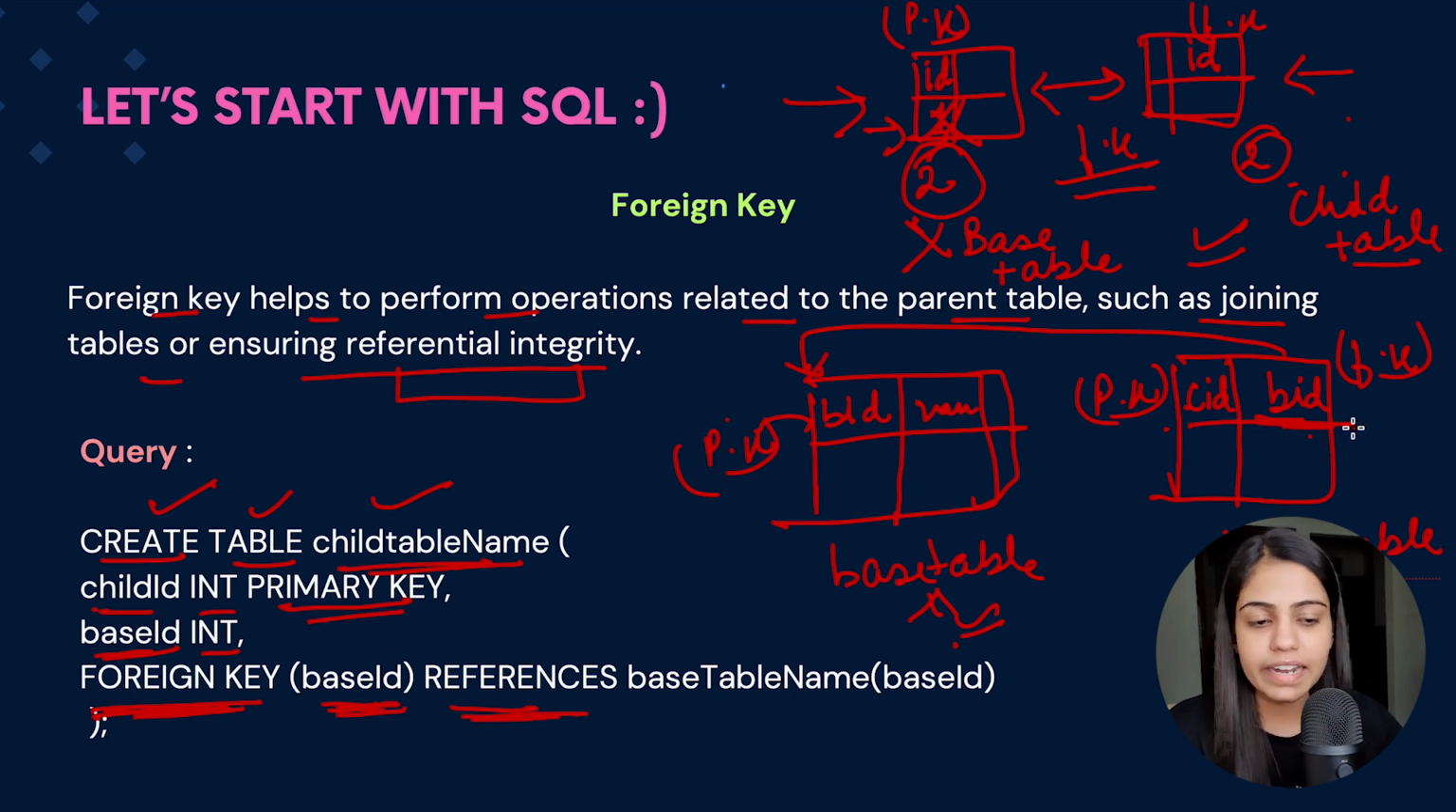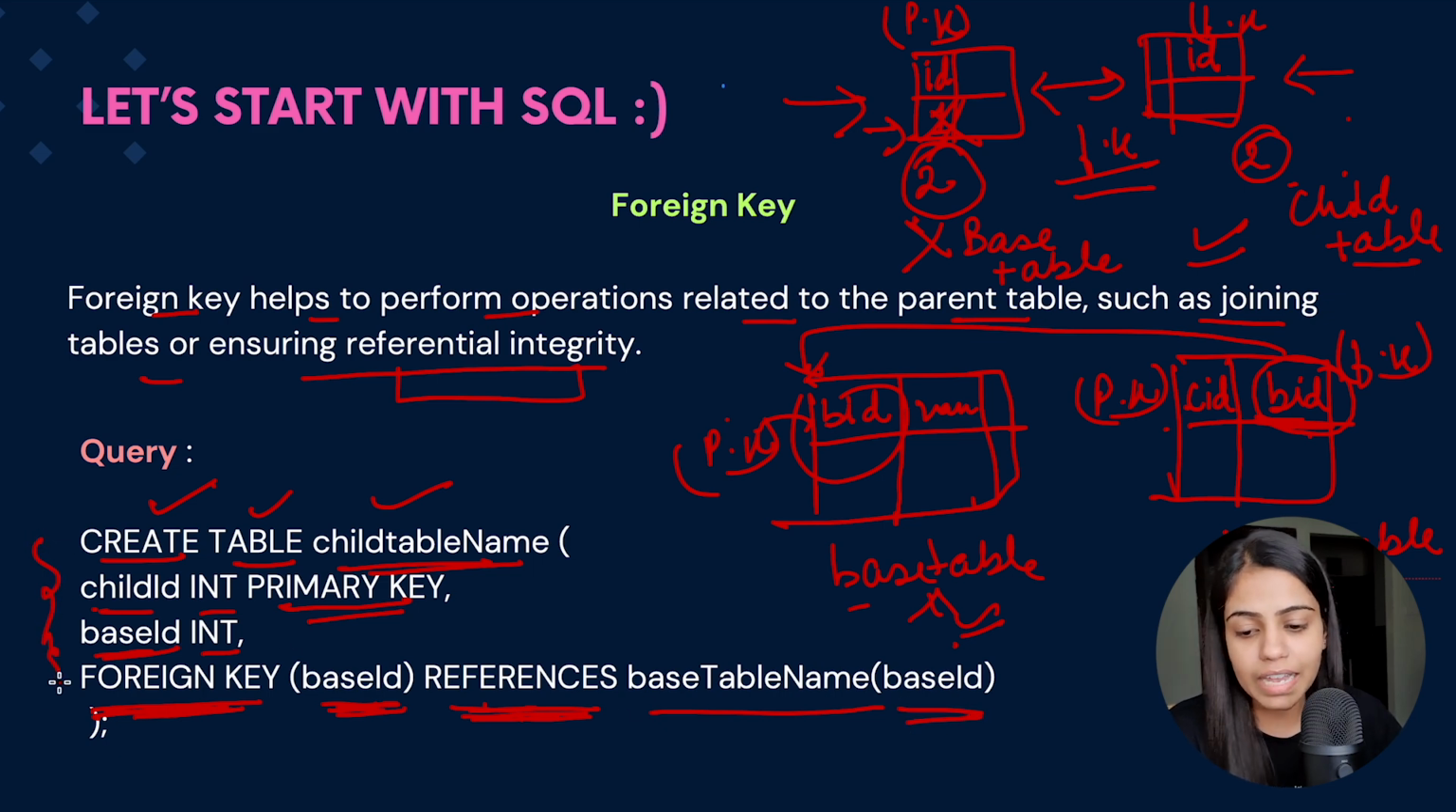Okay, I've made the base ID a foreign key, but I have to tell the database that this particular ID is being referenced as a foreign key, but which table is it referencing to? So I'll give this references, and then I'll give the table name, that is the base table name, and then which column this foreign key is referencing to, that is base ID. So in this way, while creating a table, we can declare the foreign key.